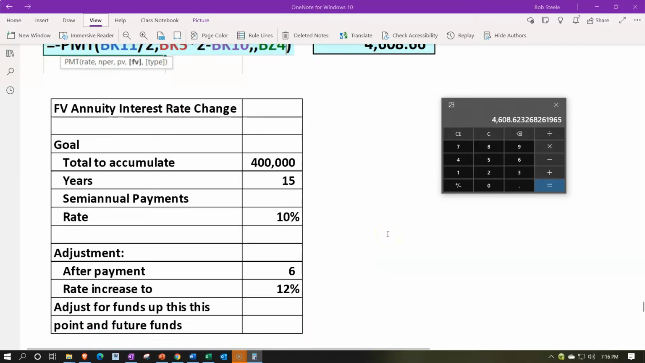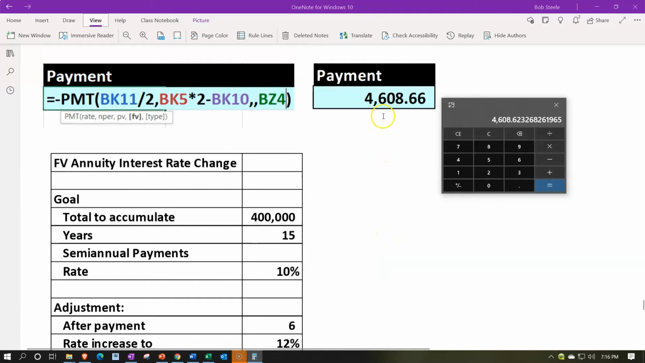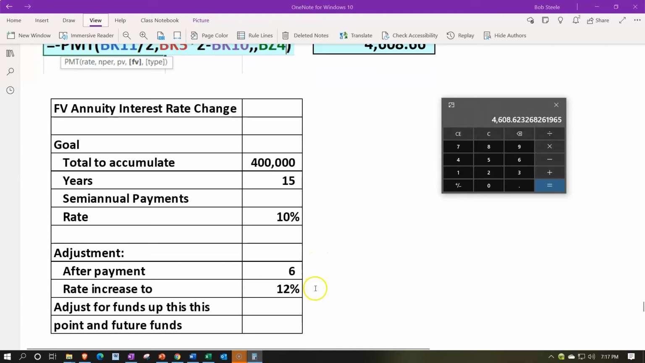So basically, this is the new annuity that we would have to be putting in place for that 24 time periods once again to add to what we have thus far after we future value it in order to get to that $400,000 after the adjustment of the rate change from the 10% to the 12% after 6 payments.